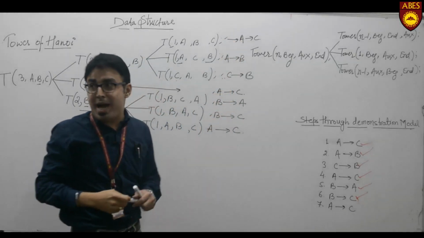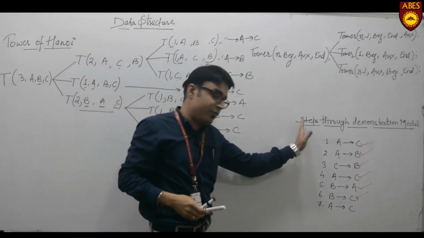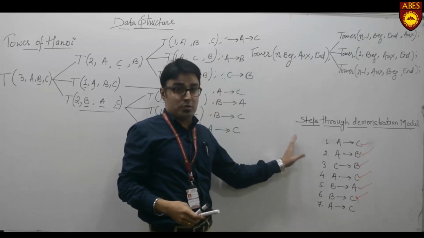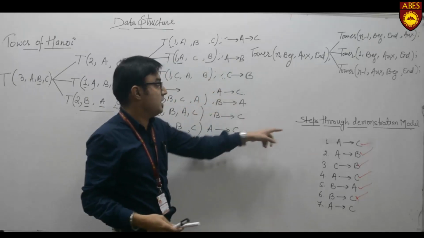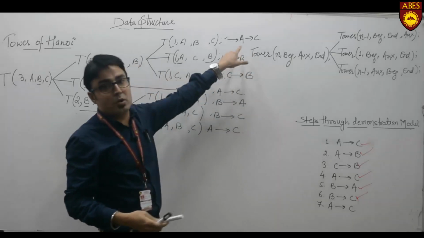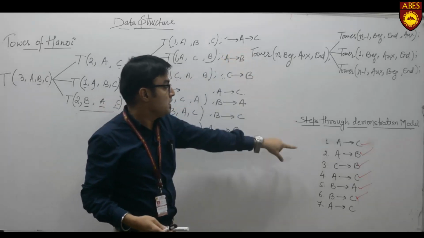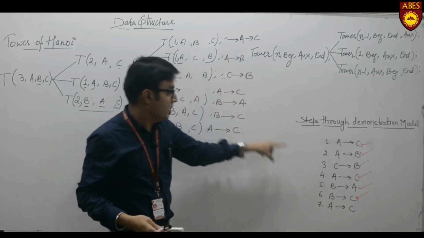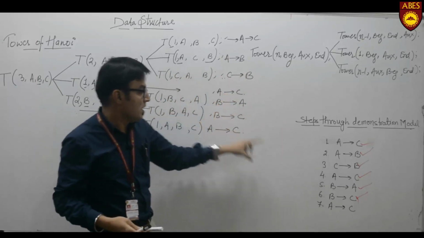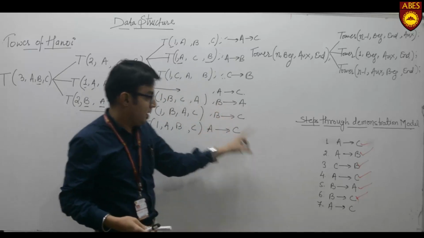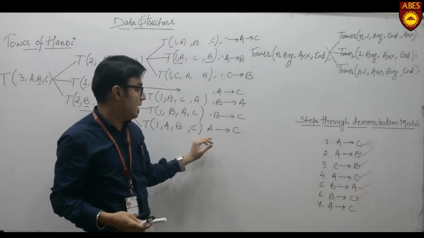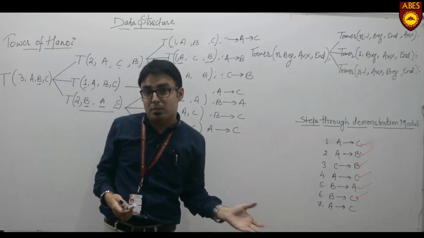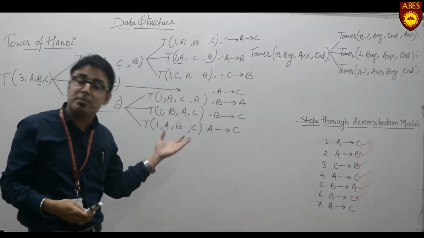Now you can clearly match these steps which we calculated through the demonstration model with what we are doing through this recursive function. You will be surprised to see the first step is A to C, and the computer calculates A to C. Second is A to B, A to B. Third is C to B, C to B. Fourth is A to C, A to C. B to A, then B to A. B to C, then B to C. And the last one, A to C, is A to C. So you can see how the computer, by using these three recursive functions, solves this problem.